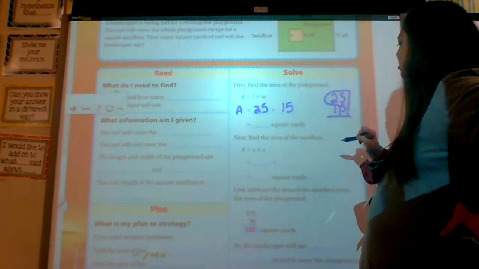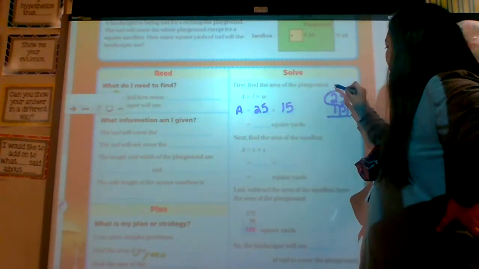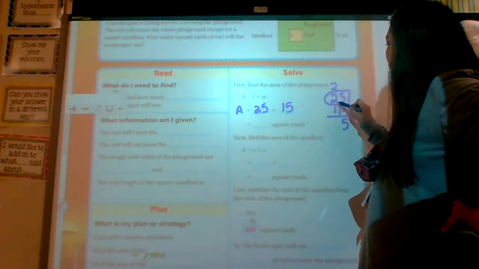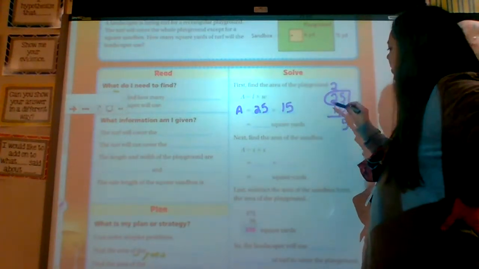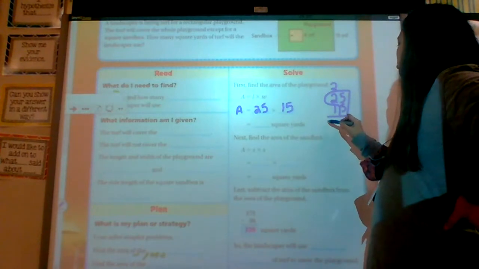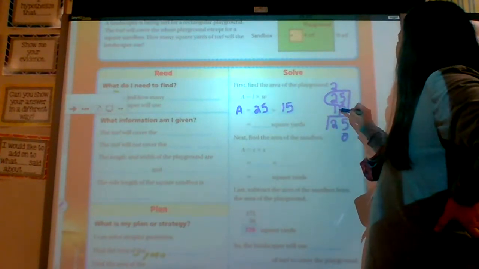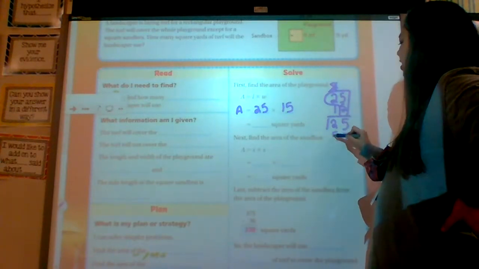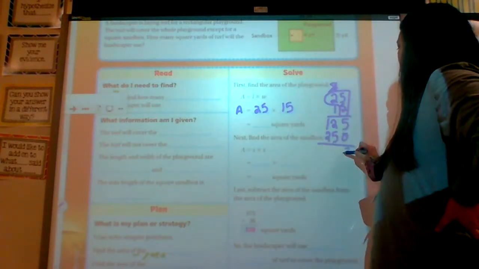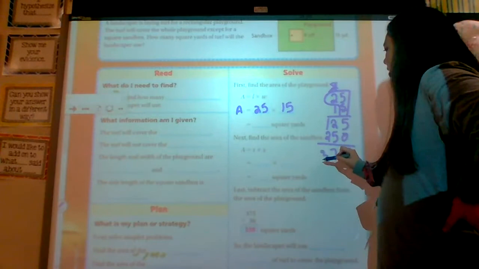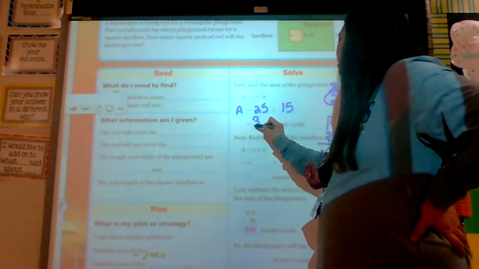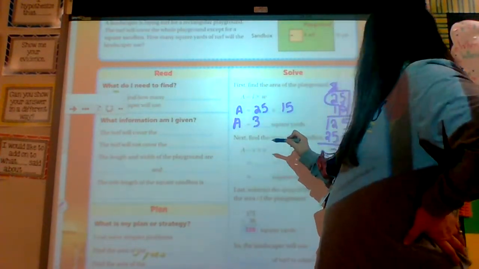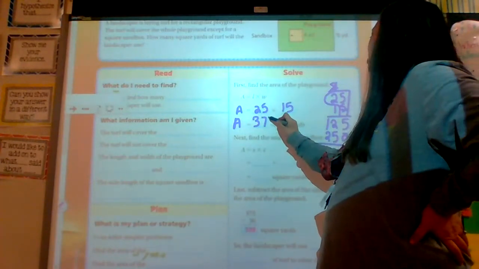Lots of good practice on our 2 by 2. 5 times 5 is 25. 5 times 2 is 10 plus 2 is 12. Lay your egg, make your collar, check off. 1 times 5 is 5, 1 times 2 is 2. And we get 375. The area is equal to 375, and they put it on there for you.